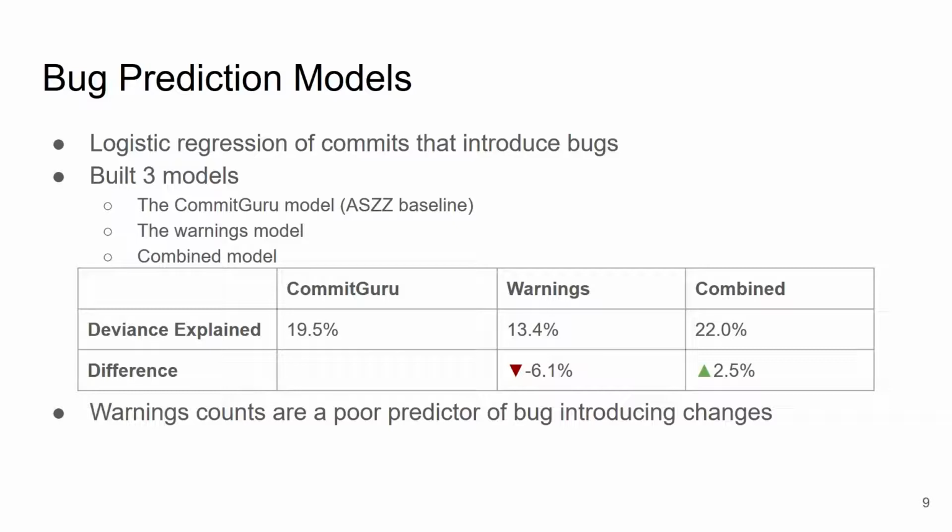Building logistic regressions of commits that introduce bugs, we had three models: the CommitGuru model, which was our baseline, the warning model, and the combined model. Our baseline was able to explain 19.5% of the deviance, while the warnings were a lot lower at 13.4%. Combining both of those together resulted in a deviance explained of 22%. However, warning counts seem to be a poor predictor of bug-introducing changes and explain similar phenomena as the CommitGuru measures.